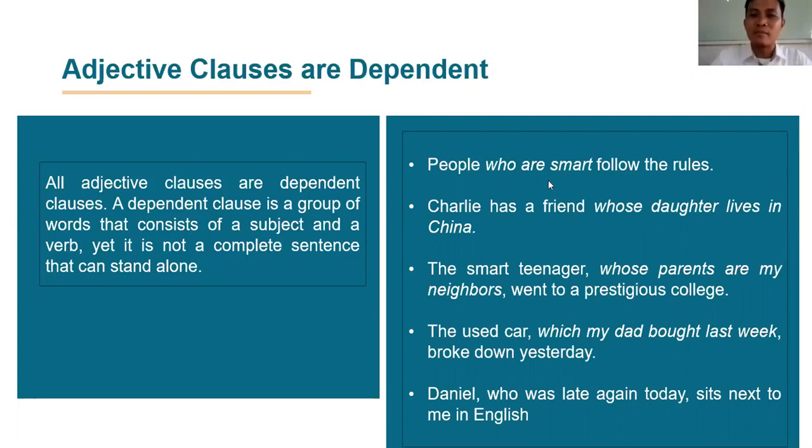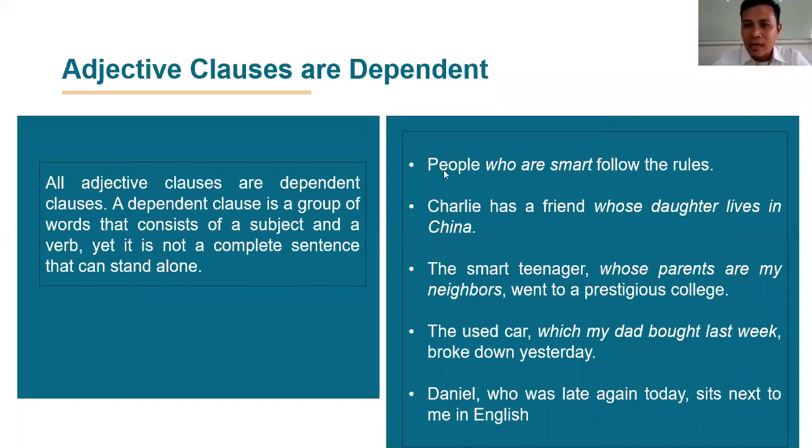Look at this one. The first sample: people who are smart follow the rules. In this sentence, there are two clauses actually: a dependent clause and an independent clause. My question is, can you find which is dependent and which is independent? Yusli, can you find the dependent and independent here? The independent one is people who are smart, and the dependent one is follow the rules, isn't it? Okay. So people who are smart follow the rules, right?